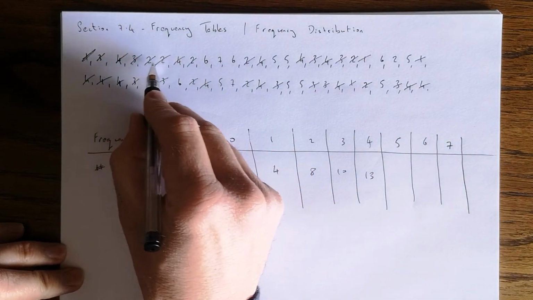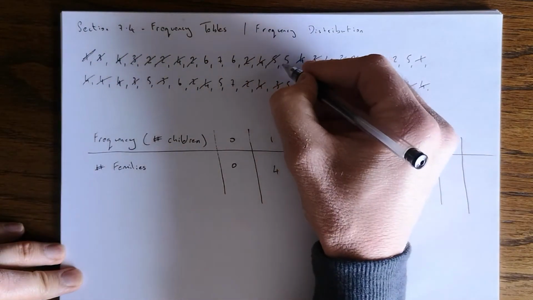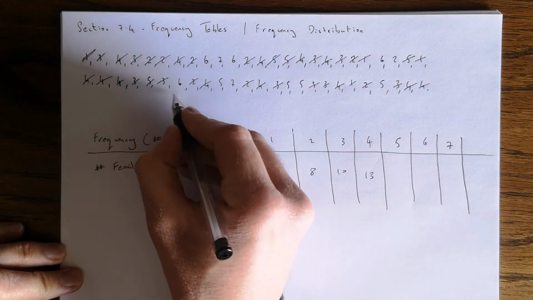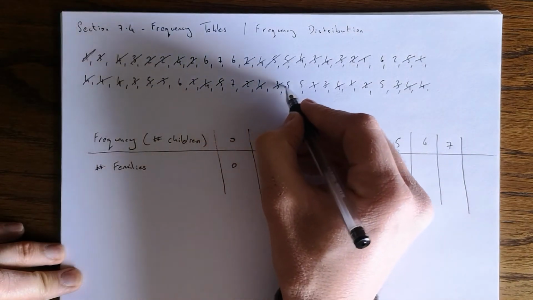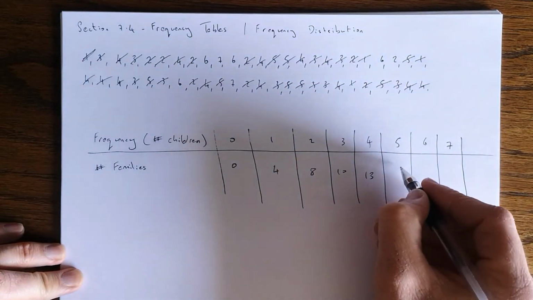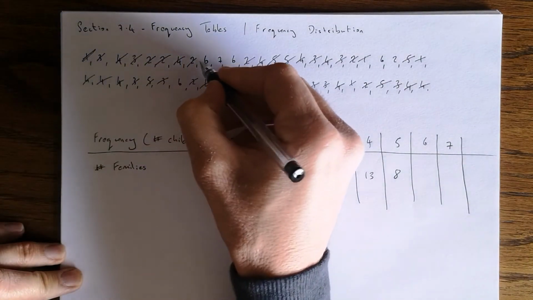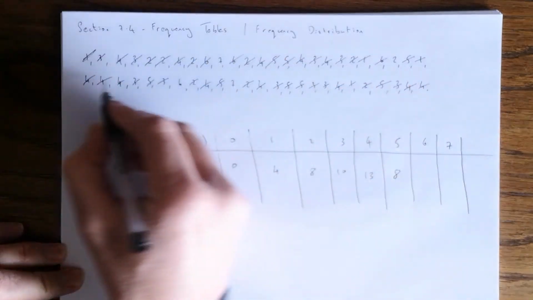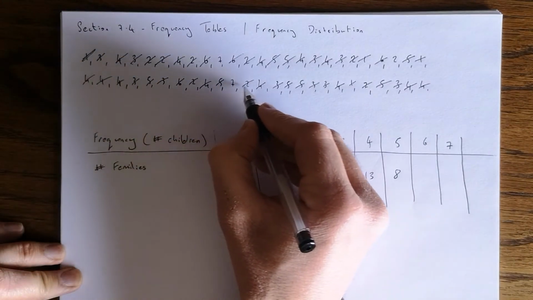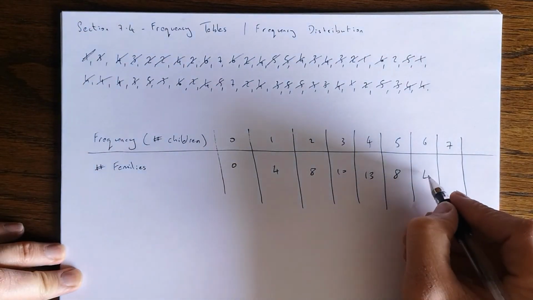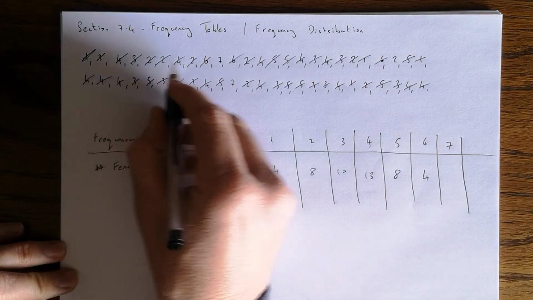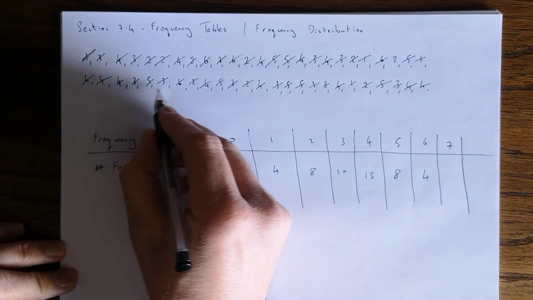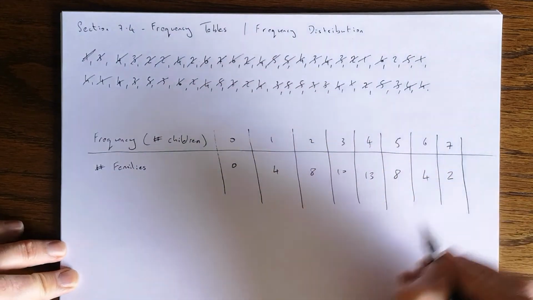So we have 1, 2, 3, 4, 5, 6, 7, 8. 8 families had 5 children. How many had 6? We have 1, 2, 3, so 4. 4 families had 6 children, and 7 should be very few. There's 1, 2. Yeah, I think it's just 2. 2 families had 7 children.